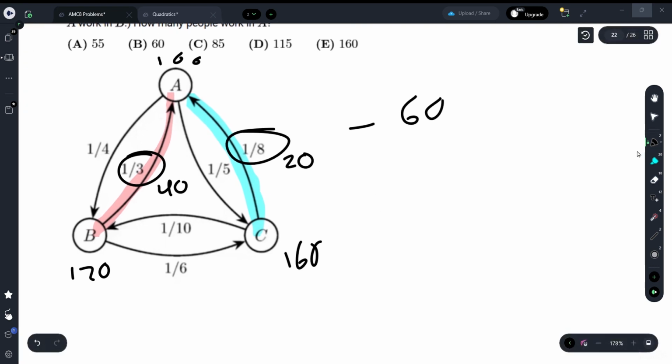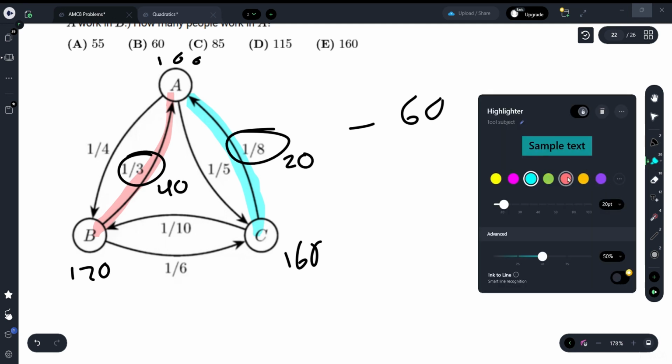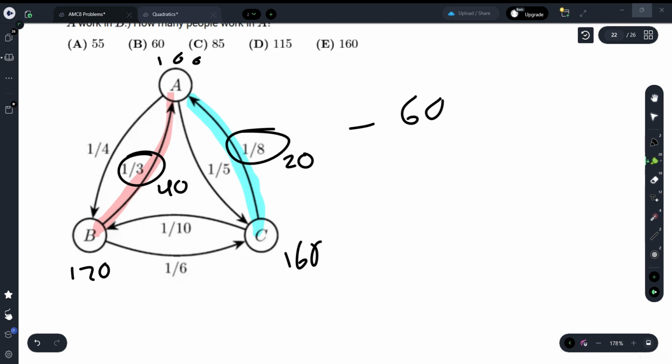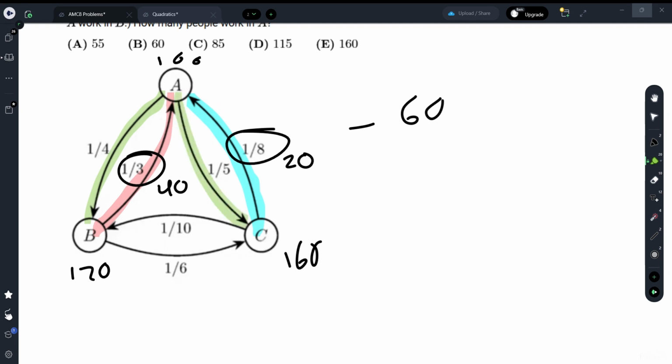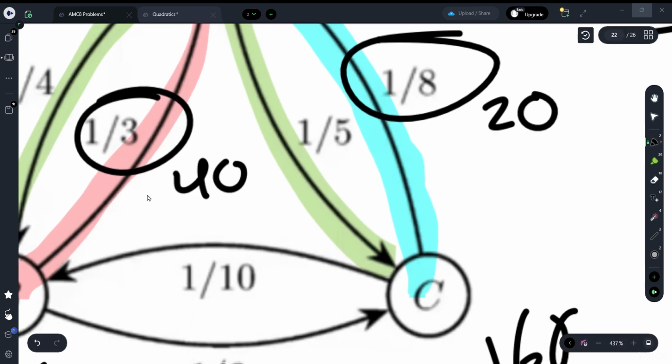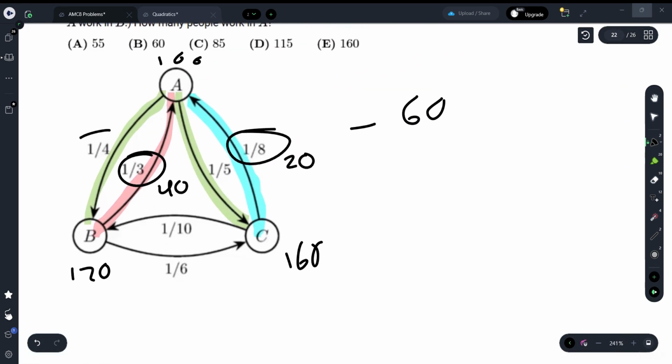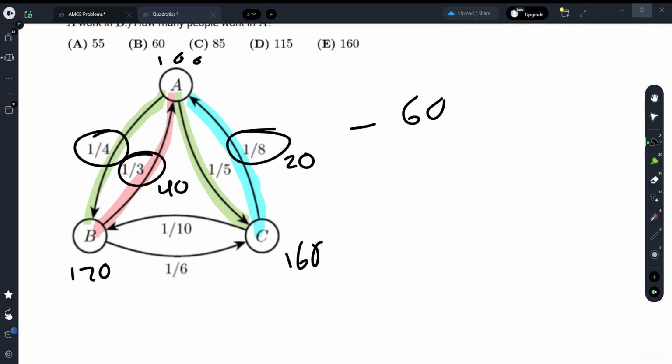We have to account for the people who both live in city A and still work in city A. So let's take another color, this green color. So we have 1/4 that go out to work in city B and 1/5 that go out to work in city C. So let's count. 1/4 of the total 100 going to work in city B is 25. And 1/5 of 100 is 20, so 20 go to work in city C.